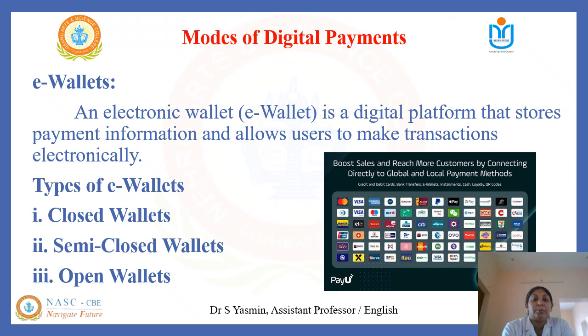There are three types of e-wallets. First one is the closed wallet. A closed wallet is used only for purchases from a specific company. The next one is semi-closed wallets. These semi-closed wallets are accepted by select merchants and service providers. And the third one is open wallets. These open wallets allow withdrawals and purchases, and they are issued by the banks themselves.